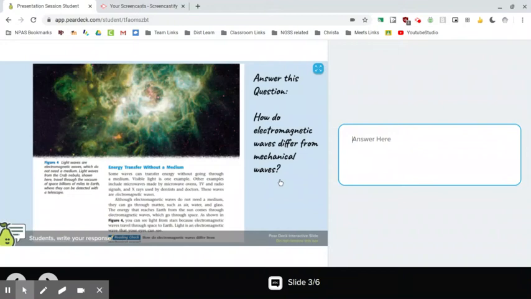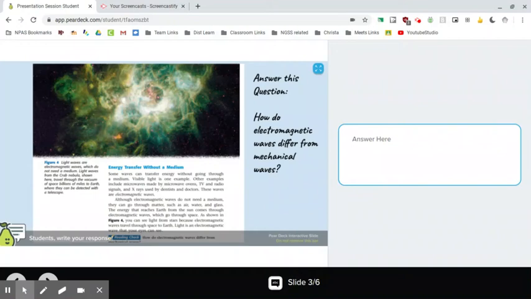Now, the answer to that is on the previous slide, but you can also hear it on this page from the textbook. Some waves can transfer energy without going through a medium. Visible light is one example. Other examples include microwaves made by microwave ovens, TVs, radio signals, and X-rays used by dentists and doctors. These waves are electromagnetic waves. Although electromagnetic waves do not need a medium, they can go through matter such as air, water, and glass. The energy that reaches the Earth from the sun comes through electromagnetic waves, which go through space. As shown in Figure 4, you can see light from the stars because electromagnetic waves travel through space to Earth. Light is an electromagnetic wave that your eyes can see.